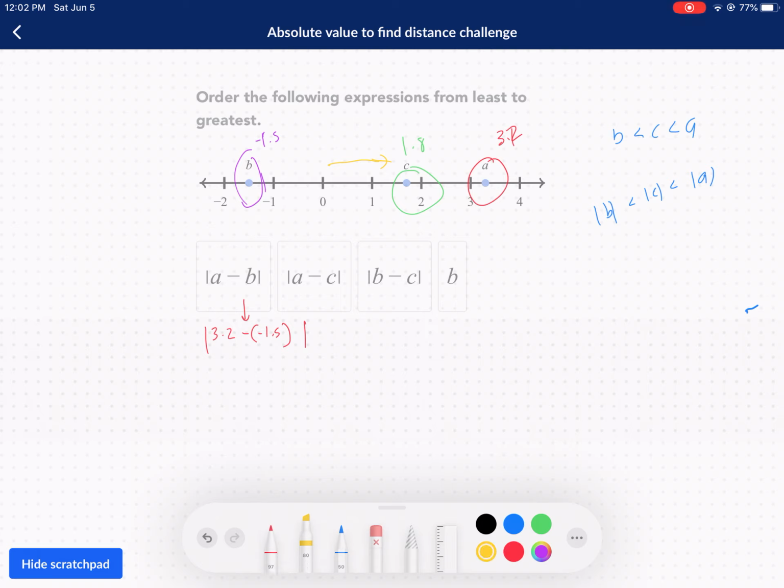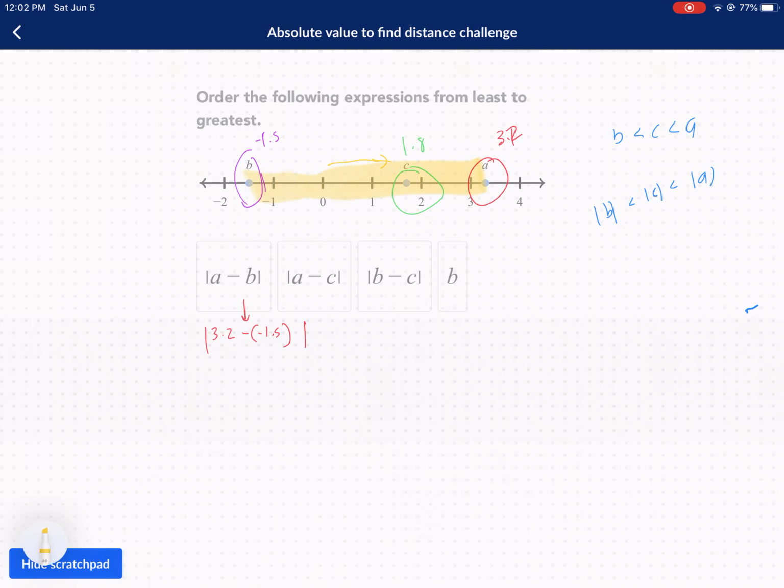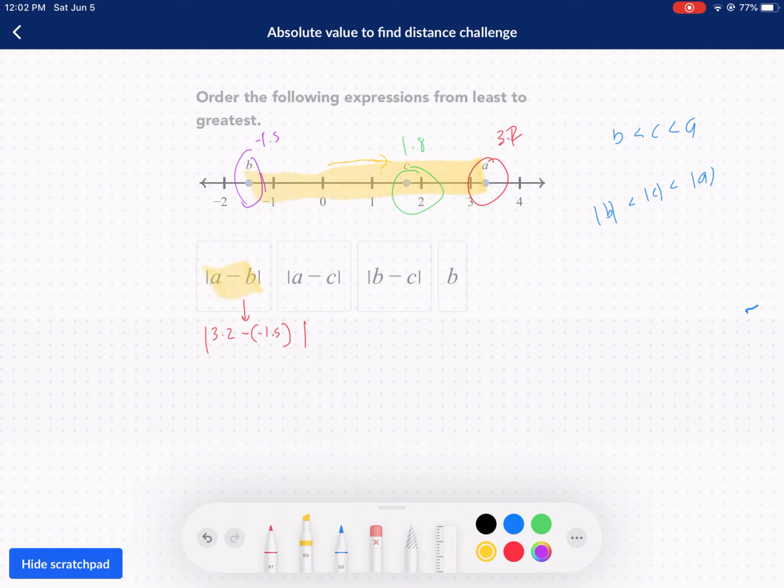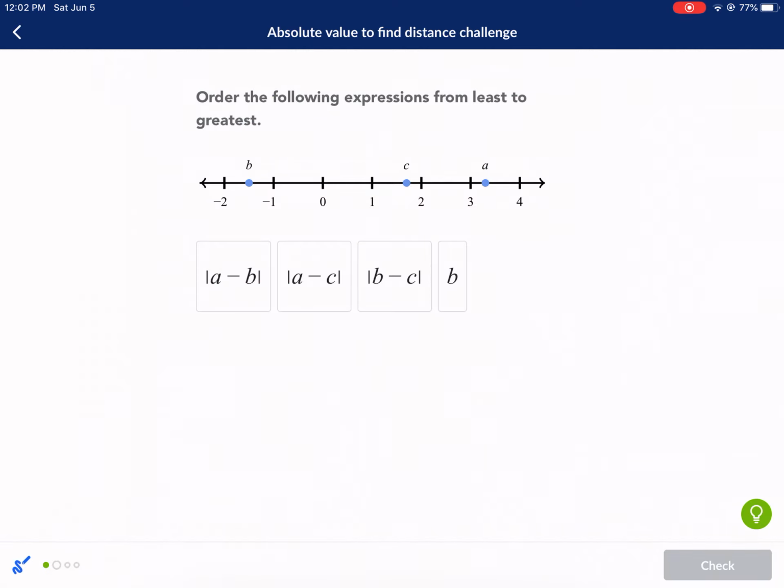The quickest way to do this problem is say, okay, what has the biggest distance in between? That's what absolute value is. What's the biggest distance in between these points? Obviously, B to A has the biggest distance. And you see here, B to A, biggest distance. So we need that one to be the greatest.